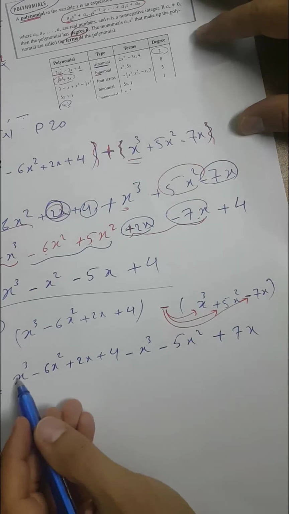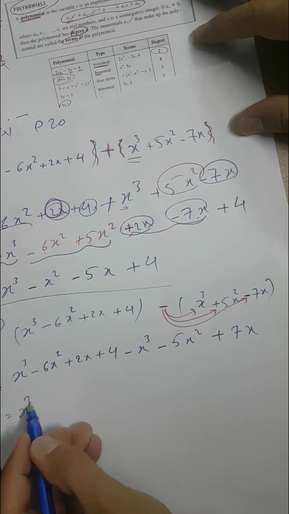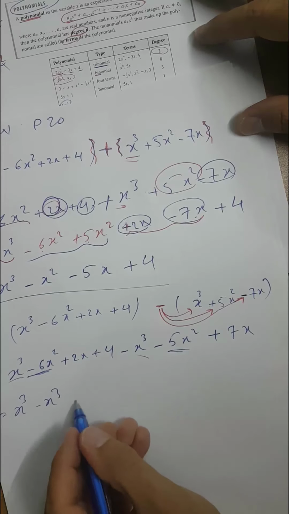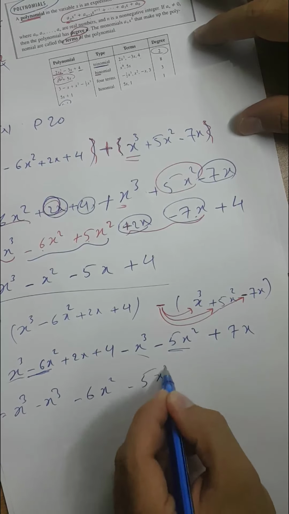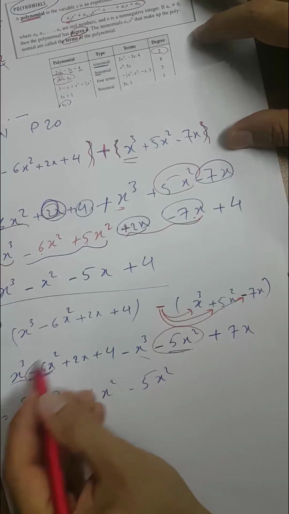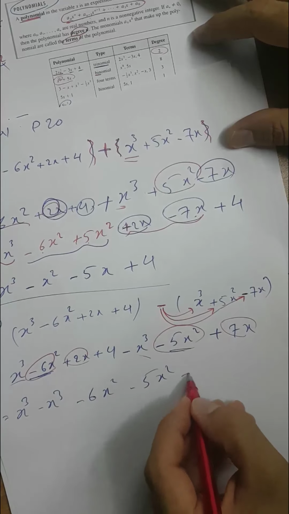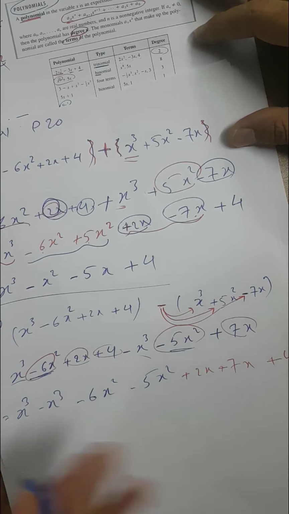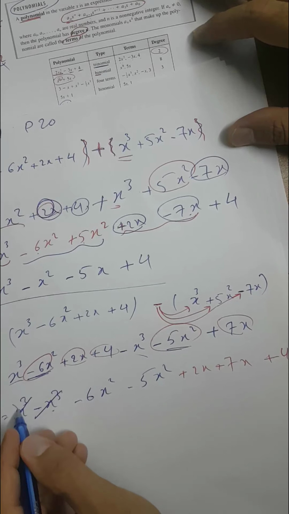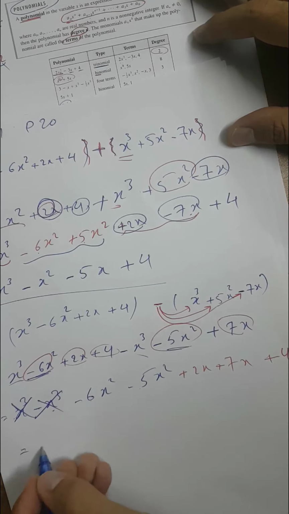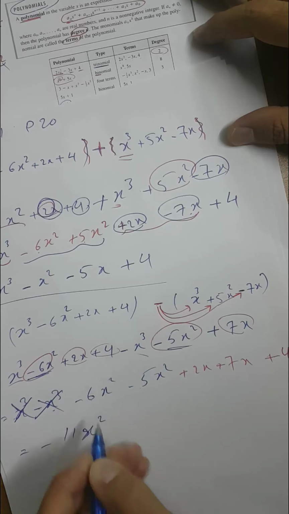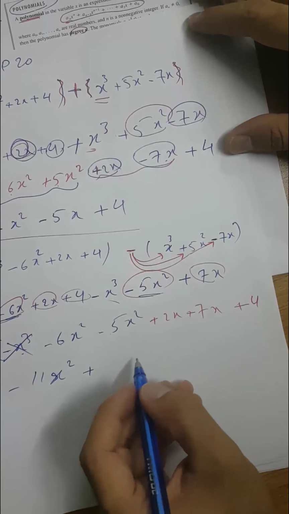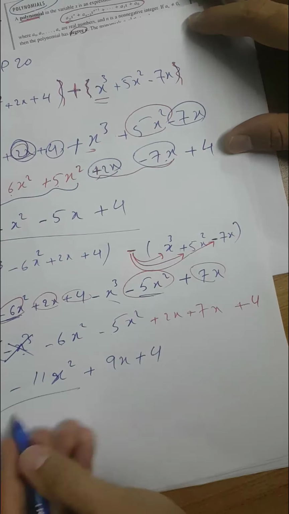And again, try to arrange them. Now I have x cubed minus x cubed. Okay, what else? Minus x squared minus 5x squared, and then 2x, 7x. What else? Plus 4. That's all that you need. So plus minus will cancel each other. Minus minus, I will get minus 11x squared. So 2x to 7x, now I nearly get 9x plus 4. That's all that you need.